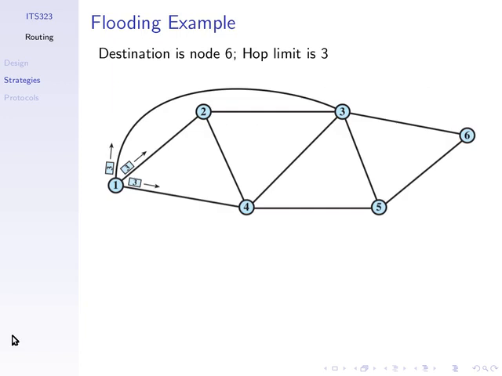If I randomly chose to send to 4, and 4 chose to send to 3, and 3 chose to send to 5, and 5 chose to send to 6, we get to the destination, but the path is much longer than if we used full flooding and used 2 hops. So that's the trade-off that is incurred.